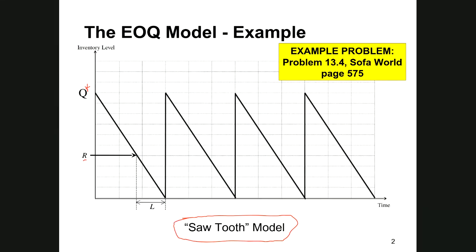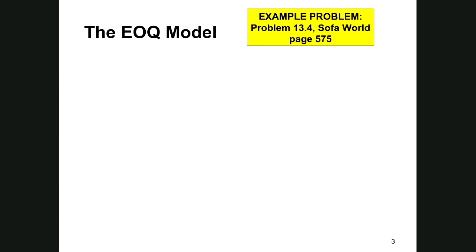So let's take a look at an example, 13.4 for the Sofa World problem that you'll find on page 575 of your textbook. And I'm going to read it to you. Sofa World company purchases upholstery material from Barrett Textiles. The company uses 45,000 yards of material per year to make sofas. The cost of ordering material from the textile company is $1,500 per order. It costs Sofa World 70 cents annually to hold a yard of material in inventory. Determine the optimal number of yards of material Sofa World should order, the minimum total inventory cost, the optimal number of orders per year, and the optimal time between orders.